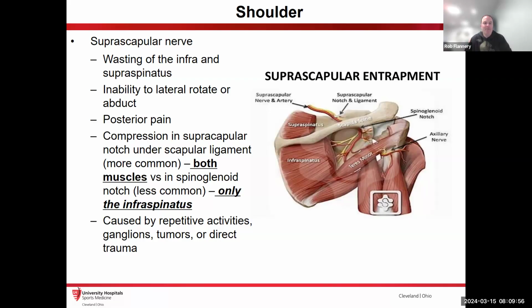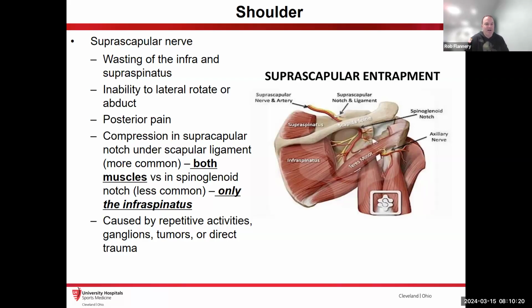But you get from the suprascapular nerve, if it's in the notch, you're going to get wasting of both the supra and infraspinatus. You'll have that inability to laterally rotate or abduct the arm. You will get some posterior pain. If you get that compression, you're going to get both. If it's at the suprascapular notch, you get both; if it's in the spinoglenoid, you're only going to get the infraspinatus.